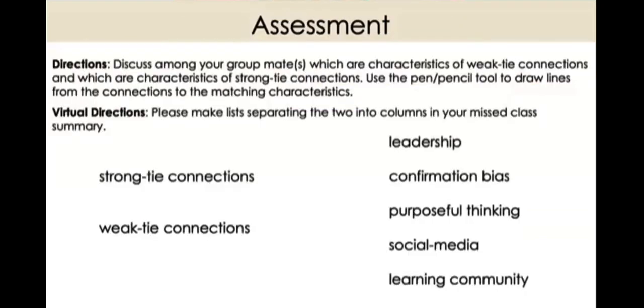Okay, so discuss among your group mates using the talk tool, which are characteristics of weak tie connections and which are characteristics of strong tie connections. After you've discussed which you think goes with which, use a pen or pencil tool to draw lines from the connections to the matching characteristics.